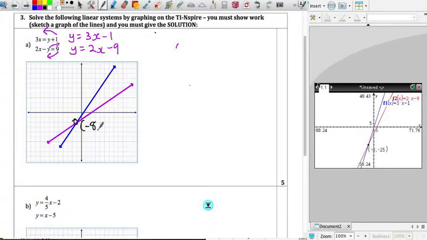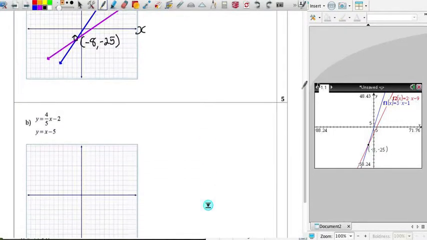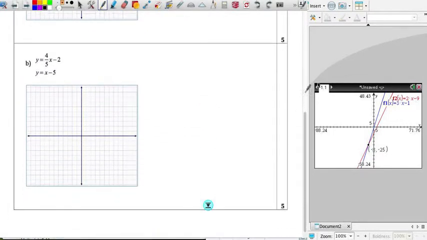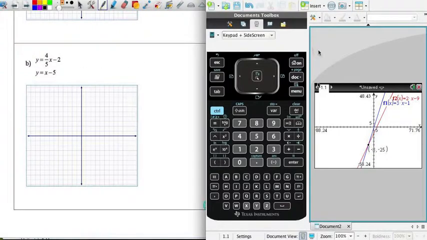And then what I'm interested in doing is writing down the coordinates of the point of intersection, which in this case is -8, -25, and that is how we're going to solve a linear system using the TI. So one more, and they are the same. In this case, we don't have to rearrange either of the equations.